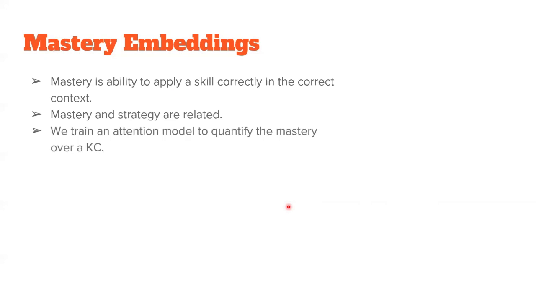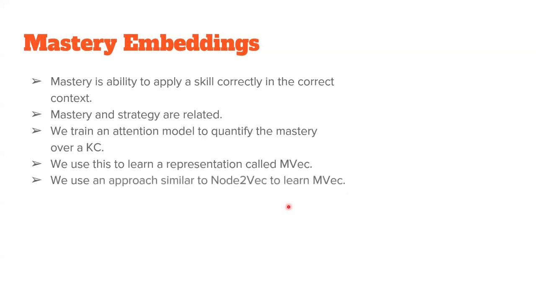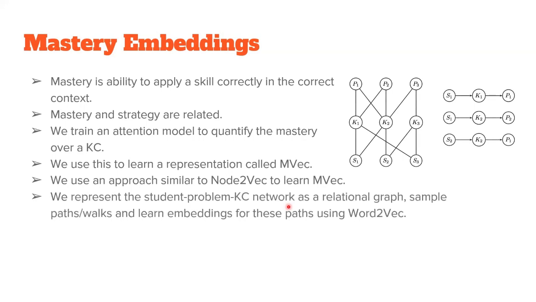So we train an attention model to quantify this mastery over a knowledge component. Then we use this to learn a representation that we call mastery vector representation, or MVEC. To train the MVEC, we use a very similar approach to node2vec. For this, we first represent the student, problem, and knowledge component network as a relation graph Z.